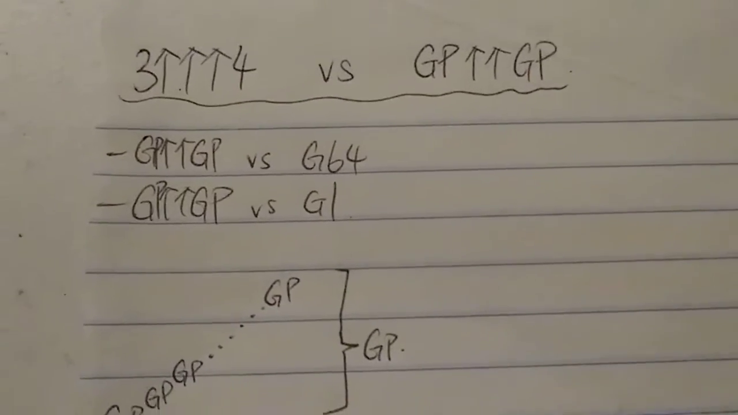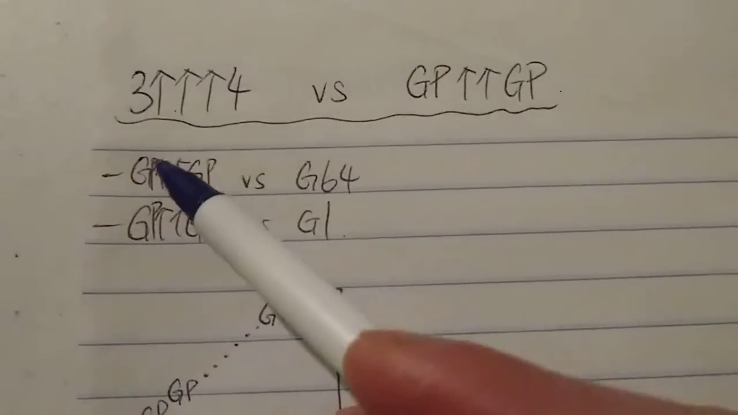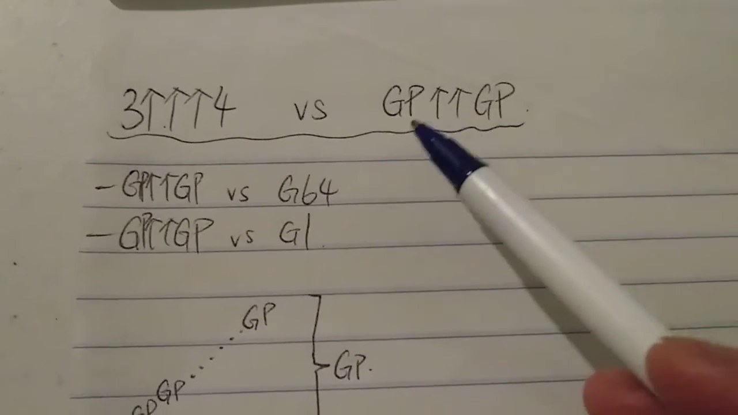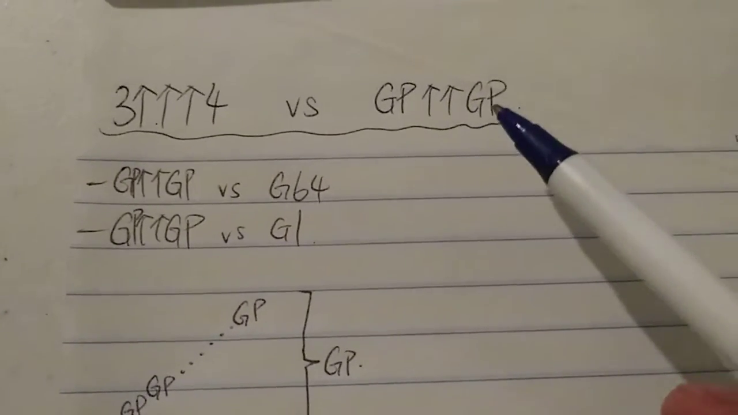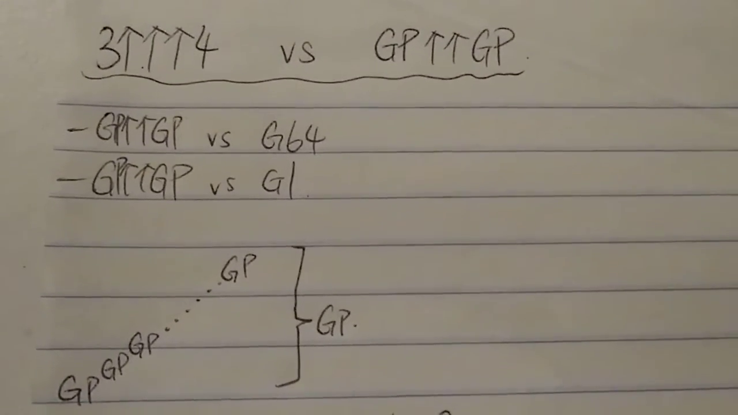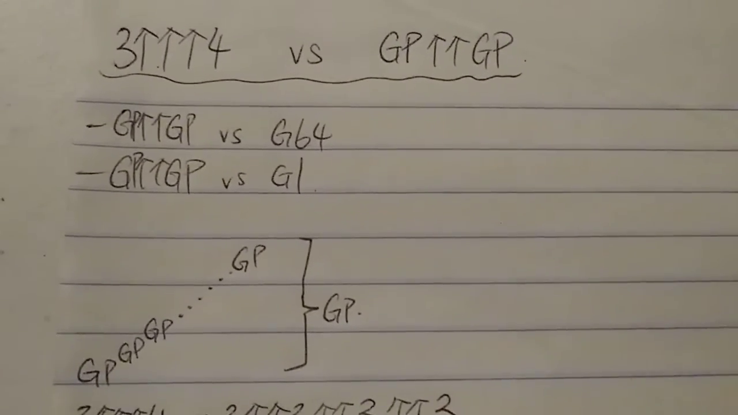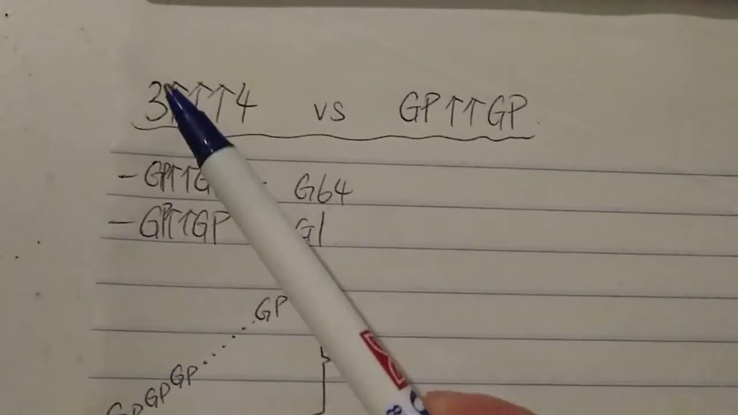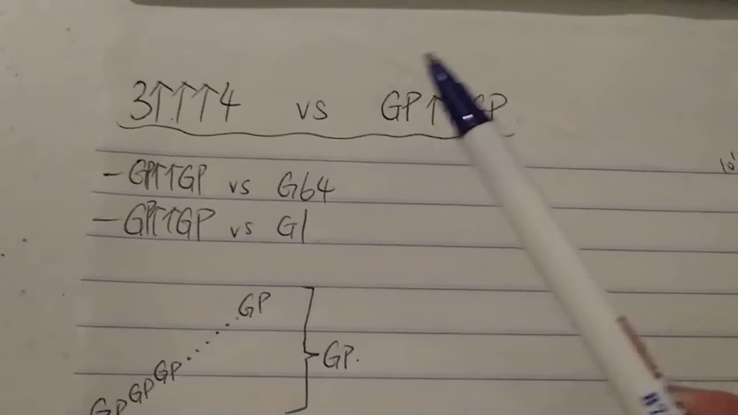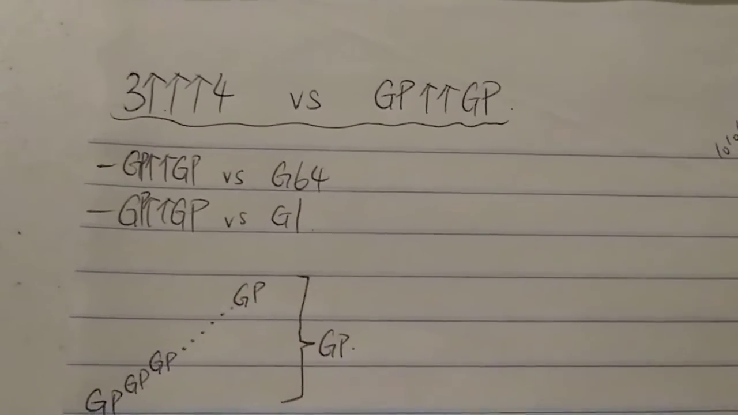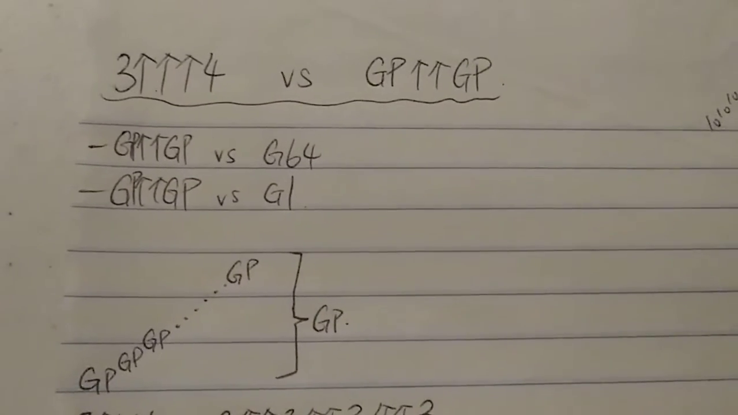Hi everyone. Today I want to talk about 3 with 3 arrows 4 versus Googolplex double arrow Googolplex. The reason is that a few commenters have been asking which one is bigger. Is it 3 arrows 4 or Googolplex double arrow Googolplex? So I decided to make a video of that.